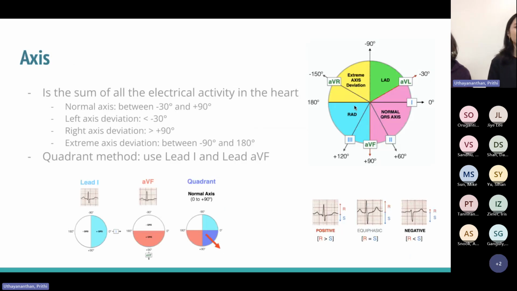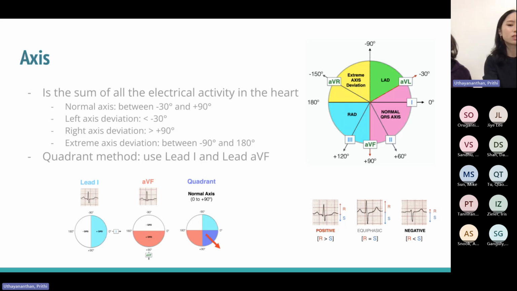So after that, you want to look at the axis. The axis of the heart is basically the sum of all the electrical activity in the heart. And the normal axis is when the QRS axis is between -30 and +90. If you look at this, it's like the pink bit of the circle. And that's because the left ventricle makes up most of the heart muscle. So the normal axis is directed downwards and also slightly to the left.